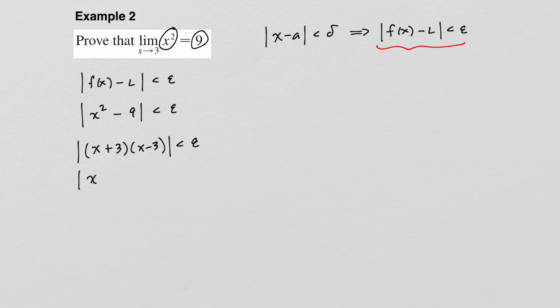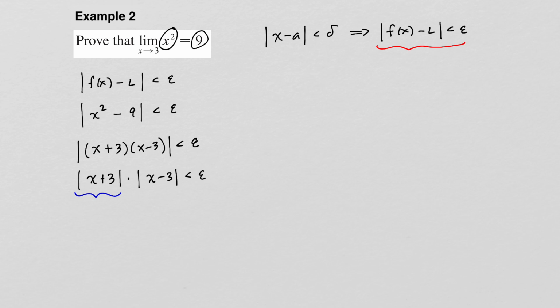And then we can use a property of absolute values to separate this into the product of two separate absolute values. Now keep in mind you're trying to get to this step, and in our example a is 3, so we need the absolute value of x minus 3. So this is what we're looking for here. Now in the previous example this was a number, but now this is a variable expression. So we have to think about how big is this number here.